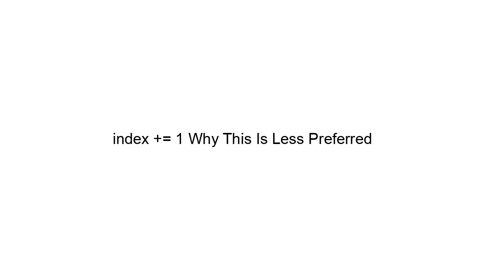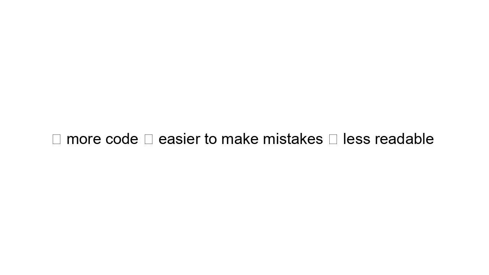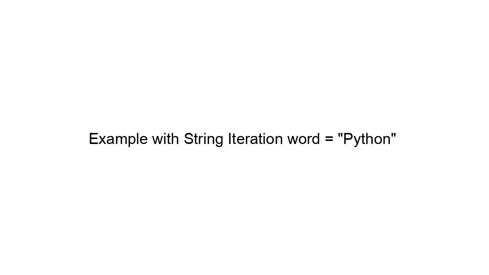Using a manual counter, the older style. Example: index equals 0. For name in names, print index, name. Index equals 1. Why this is less preferred: more code, easier to make mistakes, less readable. Prefer enumerate.